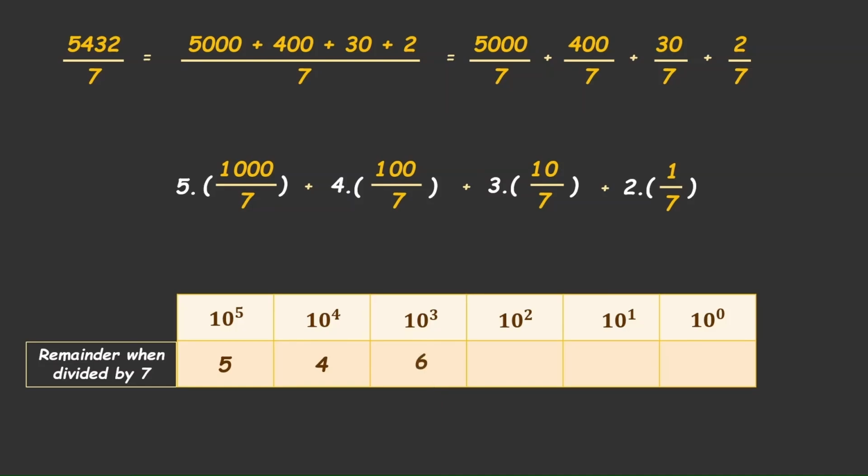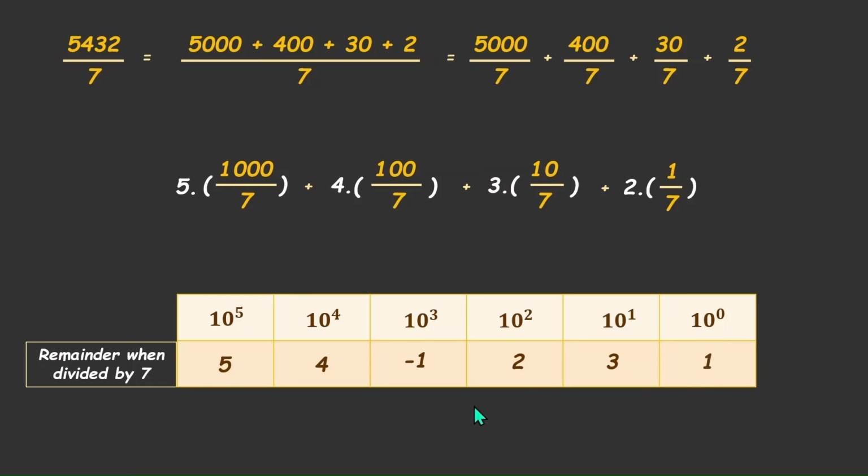Or we can also use negative integers here. So a remainder of 6 also means that it is equal to a remainder of minus 1. The remainders are always positive, but for sake of calculation, we use this trick. Now for 100, we know that 98 is a multiple of 7, so the remainder would be 2. For 10, 10 divided by 7 would give us the remainder 3, and 10 raised to power 0 is 1, so 1 divided by 7 would give us the remainder 1.